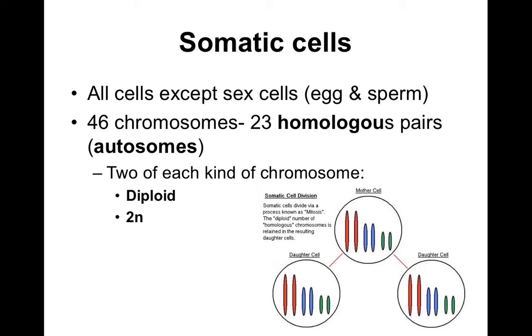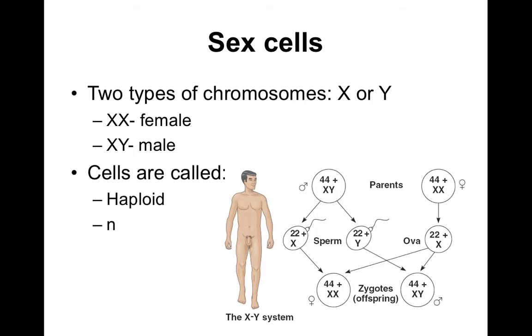And we call this diploid, that you have one pair of each chromosome. You have chromosome 1 from your mom and chromosome 1 for your dad. Chromosome 2 from your mom and chromosome 2 from your dad. And we call this diploid. And this is denoted 2N.